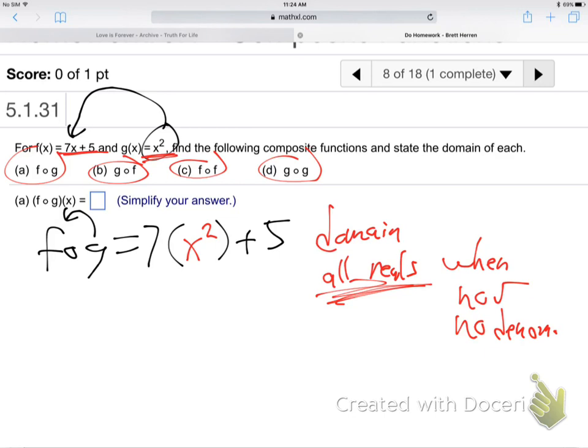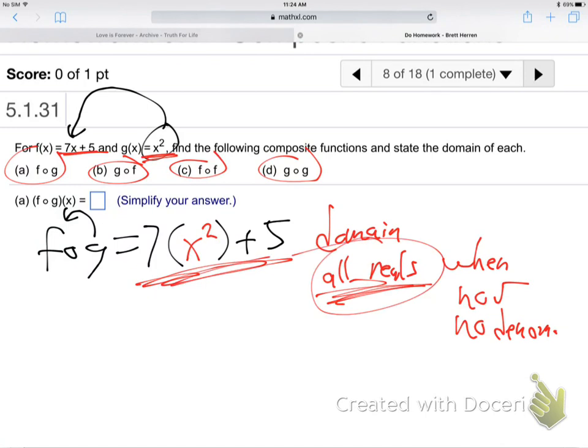Everything's fine. You can plug any number you want in. There's no restriction on what numbers you're not allowed to put in. There's no problem areas. There's no square roots. There's no denominators. There's no way to mess it up. So is that good? So this is what they want at first, and then the domain is all reals.